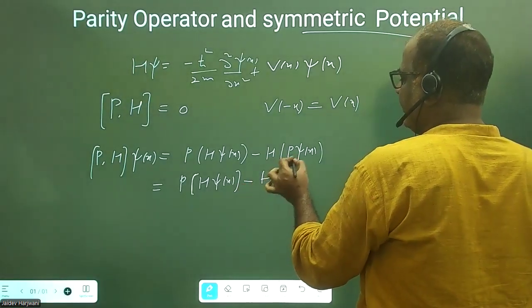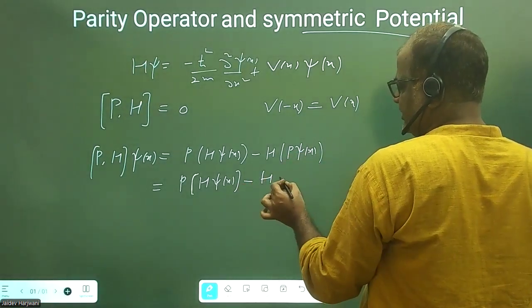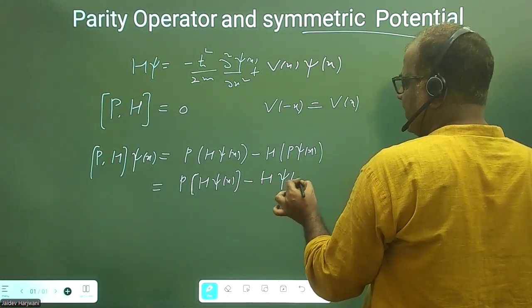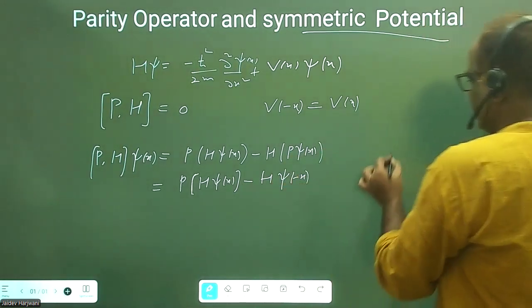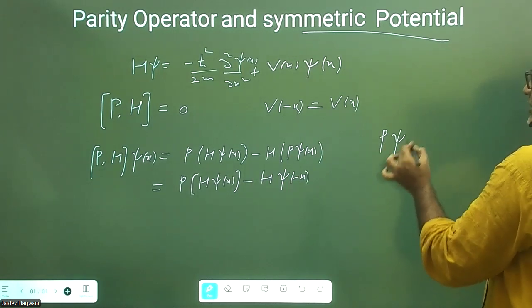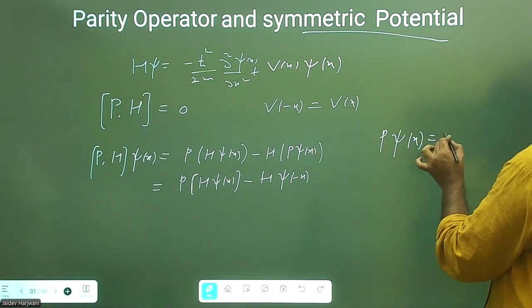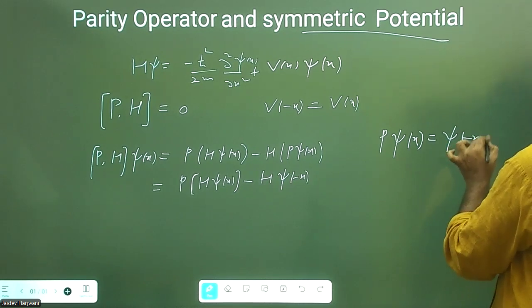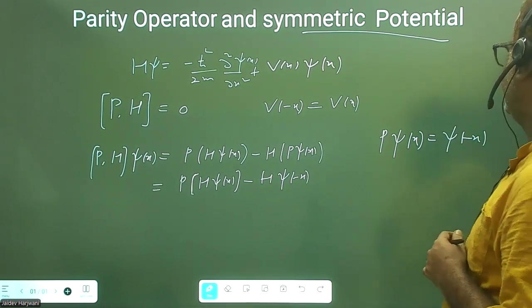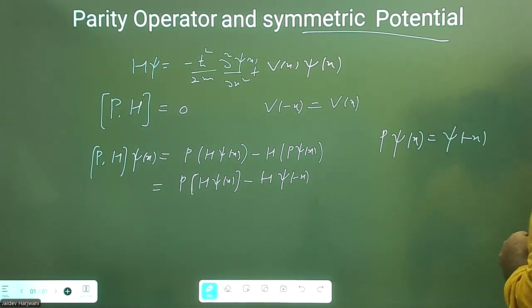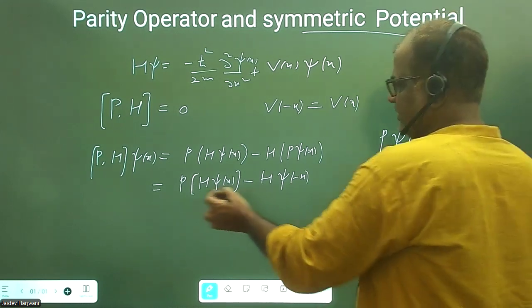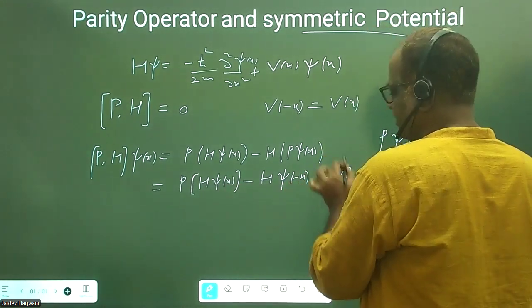When P operates on psi(x), by definition I will get psi(minus x). This is the definition of the parity operator: if you operate on x, you get psi(minus x). So this is my equation number 1.